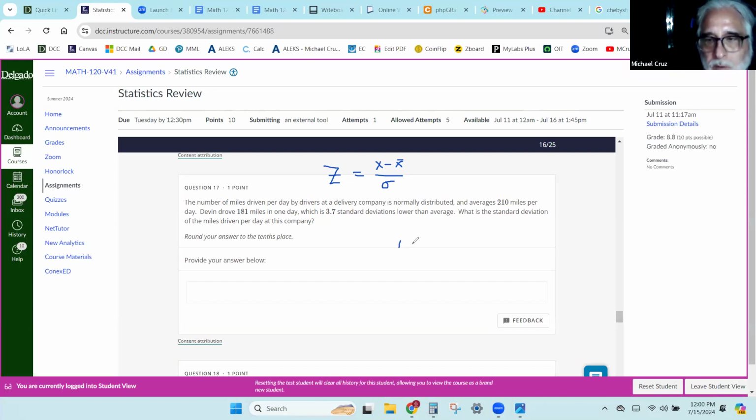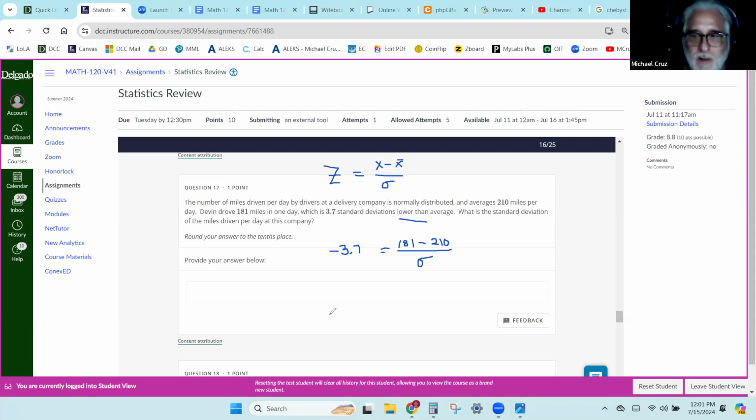So 181, 210. And then we don't know what the standard deviation is. We just know how many there are. So that's what we got to find out. So they're telling us here that it's 3.7 lower than the average. So that means it's negative.